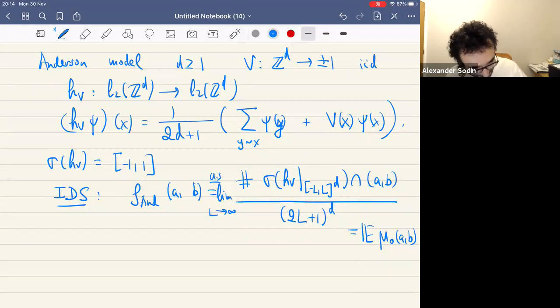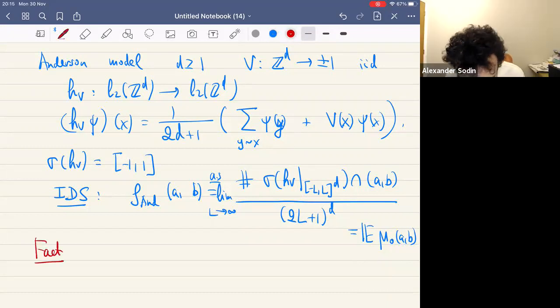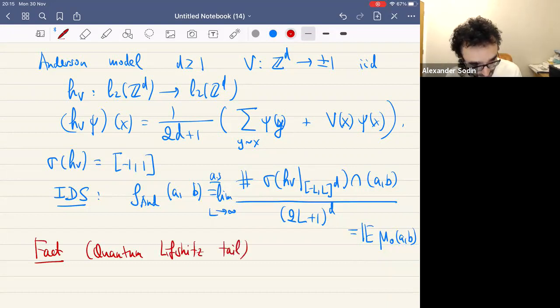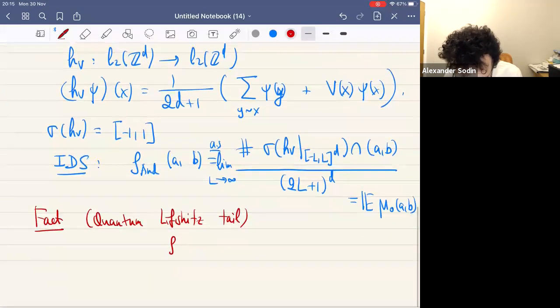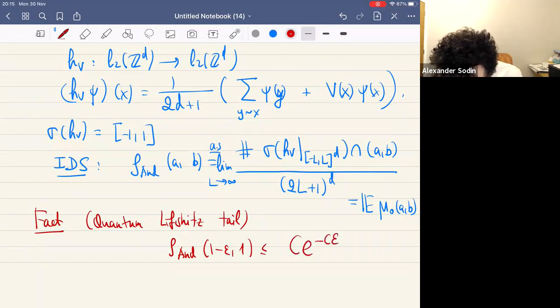No. So then there is a fact which is called a quantum Lifshitz tail. Lifshitz is Ilya Lifshitz, the theoretical physicist, which says that the tails of this measure rho behave in a certain way. So this measure's support is always the spectrum, the interval -1, 1. But now the question is how do the tails behave? And it turns out that the tail has a bound of the same form as we saw.